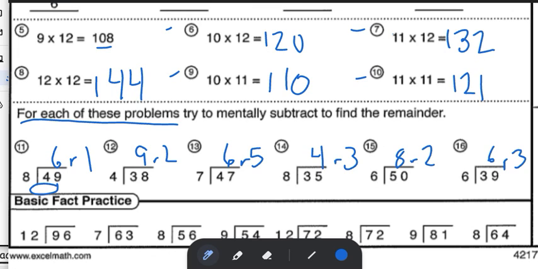All right, pause the video, do the basic fact practice, and then turn it on to see the answers. 12 into 96 goes 8 times. 7 times 9 is 63. 8 times 7 is 56. 9 times 6 is 54. 12 times 6 is 72. And 8 times 9 is 72. 9 times 9 is 81. And 8 times 8, drop it on the floor, pick it up, you got 64.